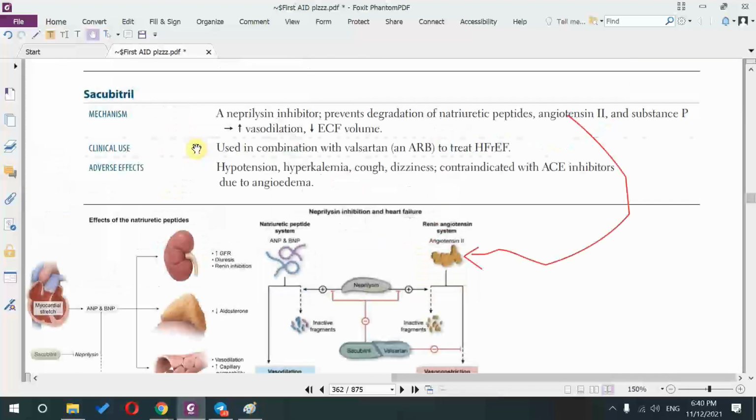So let's take a look at what they write. A neprilysin inhibitor that prevents degradation of natriuretic peptide, as you can see here, angiotensin 2, as you can see here, and substance P, which leads to vasodilatation, which decreases the extracellular volume. Okay, so clinical usage. It's used in combination with valsartan, as you can see down there, to treat heart failure with reduced ejection fraction.